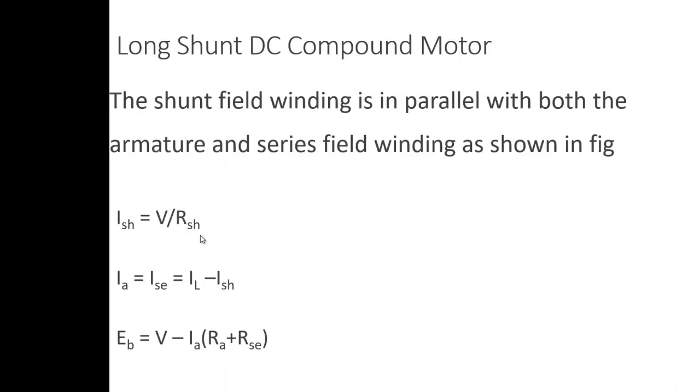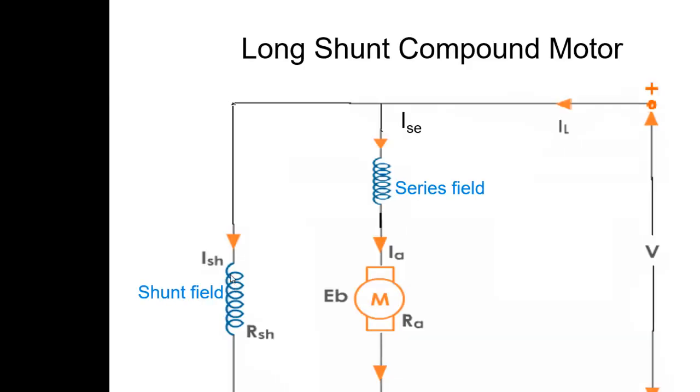Here the formula is ISH equals V by RSH, and IA equals ISC equals the load current minus ISH. That is because if we want ISH, then it is the current IL minus ISC or IA. So the total current IL is equal to ISC plus ISH, or ISH plus IA, as IA and ISC are both equal.